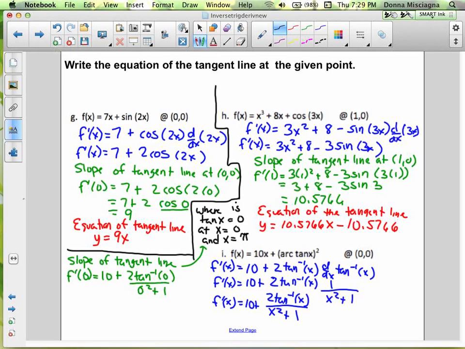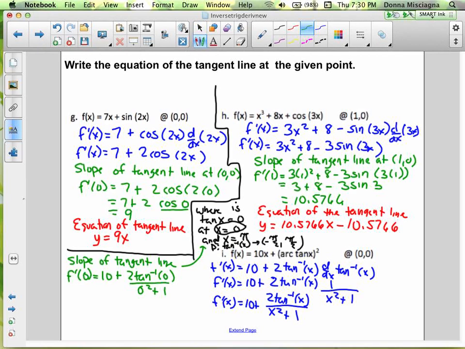But remember, arctan has a limited domain. So the domain for arctan is negative pi halves to pi halves. So 0 is in that range there. So 0 is going to be our answer.